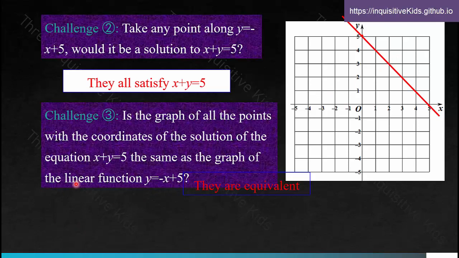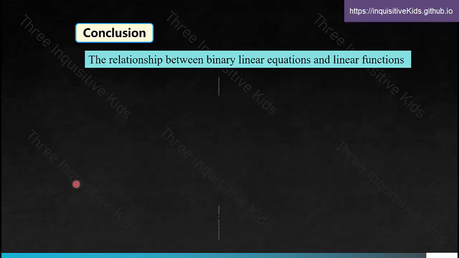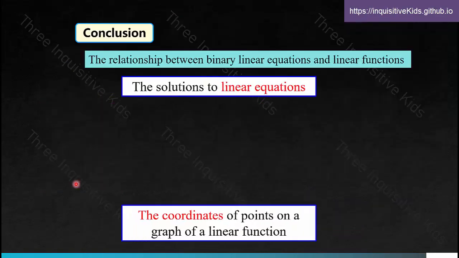So those are some very interesting facts and things that you should be noticing right now. Really, the solutions to x plus y is equal to 5 all exist on the graph of the linear function y is equal to 5 minus x, or negative x plus 5. So the conclusion would be the solutions to the linear equations have a one-to-one correspondence with the coordinates of the points on the graph of a linear equation.